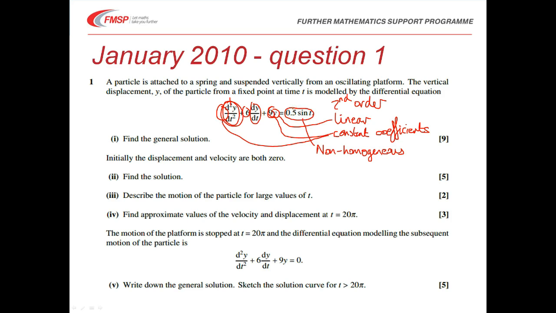And you need to be aware of that, because we're going to have to solve a homogeneous case in order to solve the non-homogeneous case. But that's all part of this, and there are lots of marks available because it's non-homogeneous and second order. In fact, there are 9 marks for getting a general solution, and that's what we're going to do first.